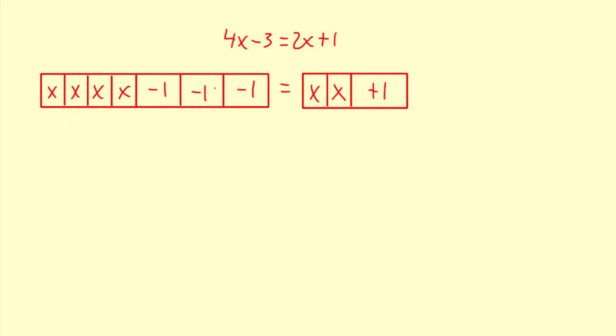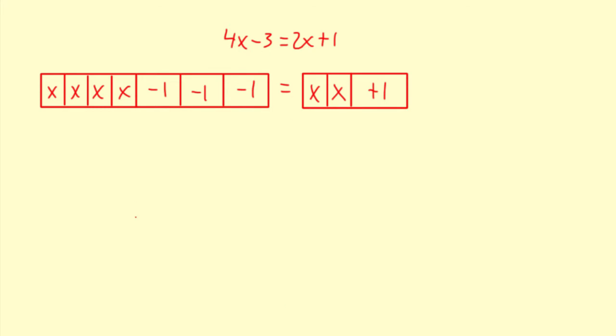And sometimes you use different colors for negative and positive. I just kept it one color today. So you can see how each box is represented by an x or a negative 1 or a positive 1. So you can use bar modeling to visualize the equation steps. Now the first thing you would probably do here is you would subtract 2x from both sides.